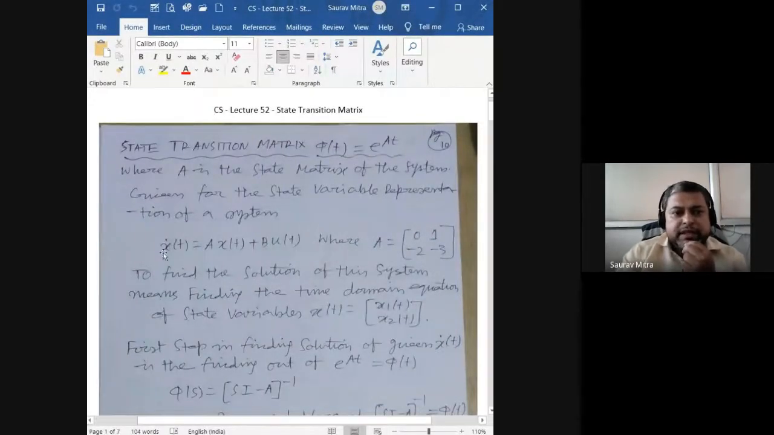So you have seen there is x dot is equal to Ax(t) plus Bu(t). So in this case, x(t) is the state variable, x dot(t) is the differential of state variable, and u(t) is the input. A matrix is the state matrix and B matrix is called the input matrix.